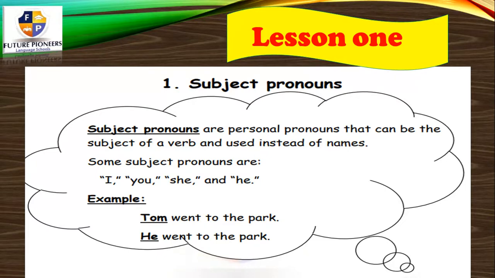Some subject pronouns are I, you, she, and he. Example: Tom went to the park. You have to ask yourself, who went to the park? Tom went to the park. So Tom is the subject. Now we are going to change it to: He went to the park. Who went to the park? He went to the park.